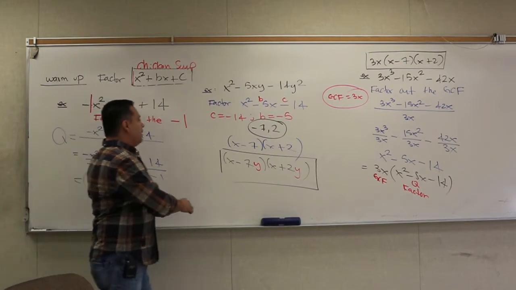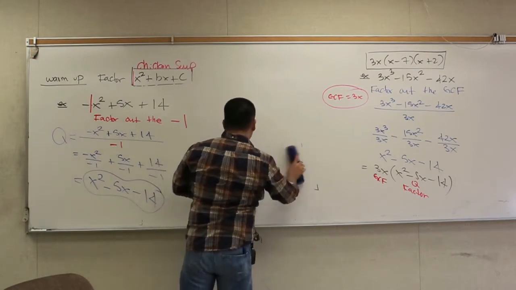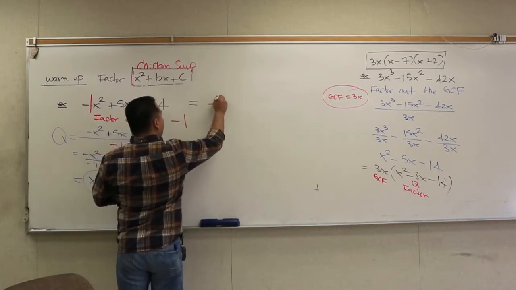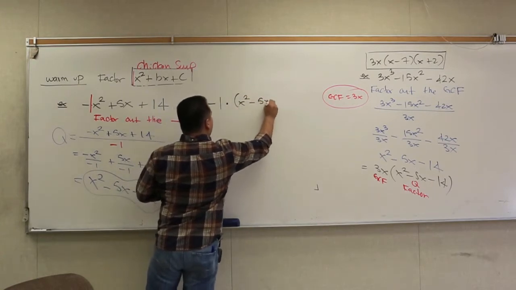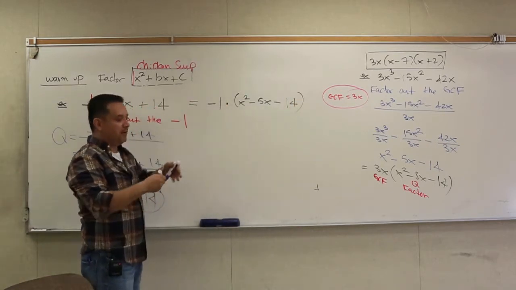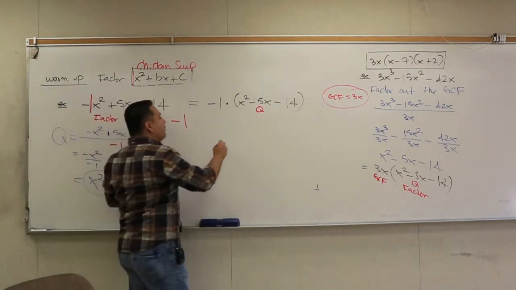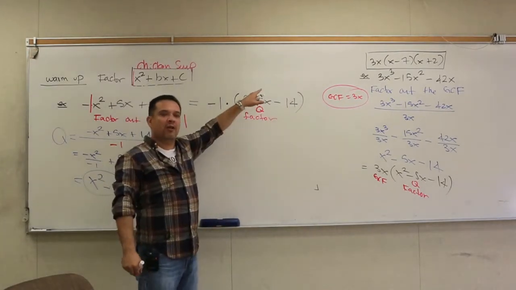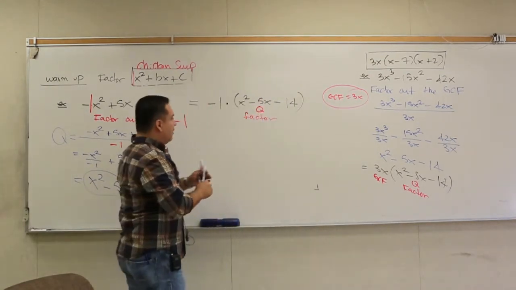Now, let me erase this. So now here we go. Let's write what this is. This equals my negative 1 times my quotient of x squared minus 5x minus what? Is that minus 14? So here's the negative 1. Here's the quotient. You factor your quotient by using the method known as what? Chicken soup. Have you factored this one today? Yes, you did. Final answer.